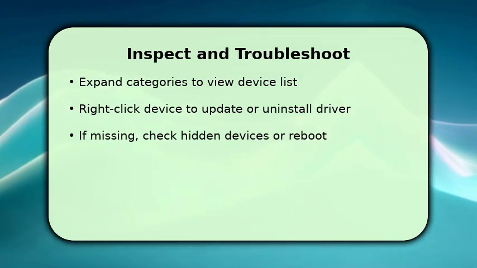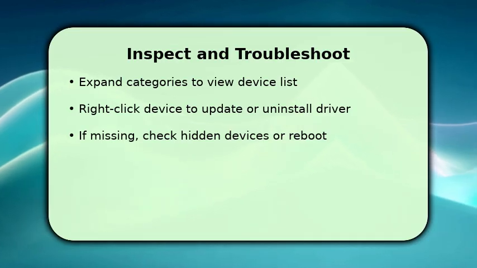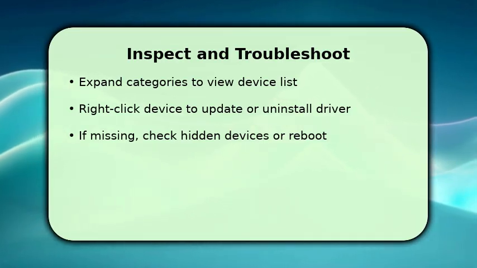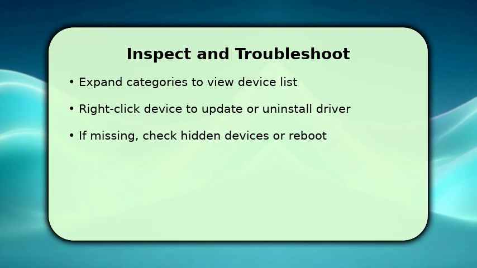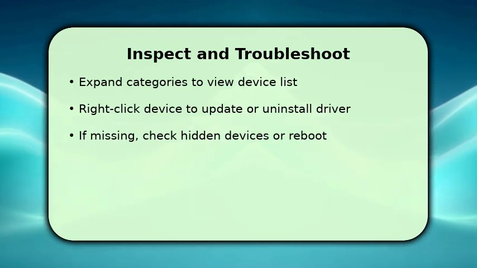If a device is missing, choose View, Show Hidden Devices, or reboot into Safe Mode to rescan hardware. One troubleshooting tip: run the Hardware and Devices Troubleshooter or reinstall the driver if changes don't stick.